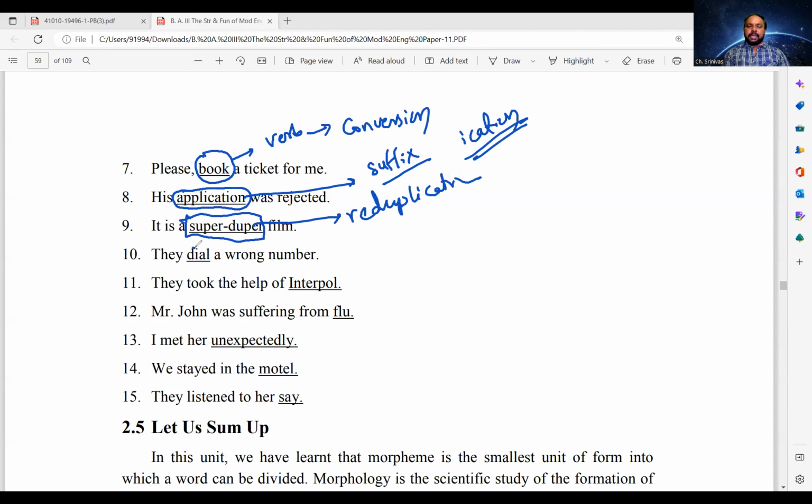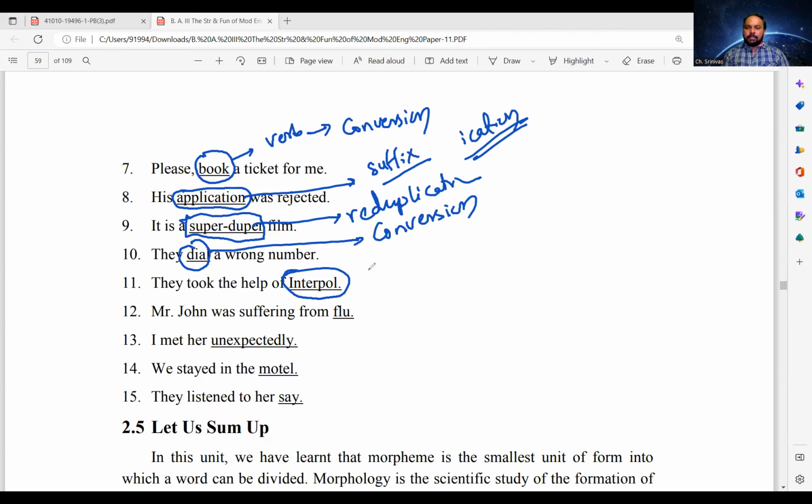Reduplication. They dial a wrong number. Dial is actually a noun, but here it is used as a verb. Noun ni verb ga vaadam kabatti we call it conversion. Conversion is the technique.